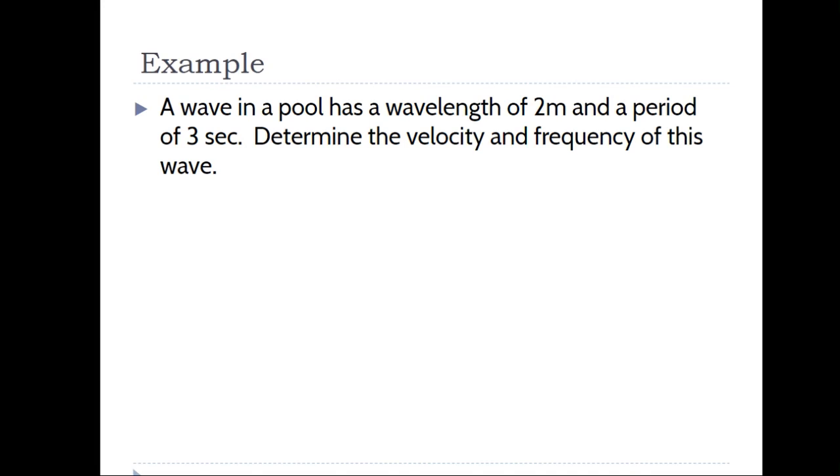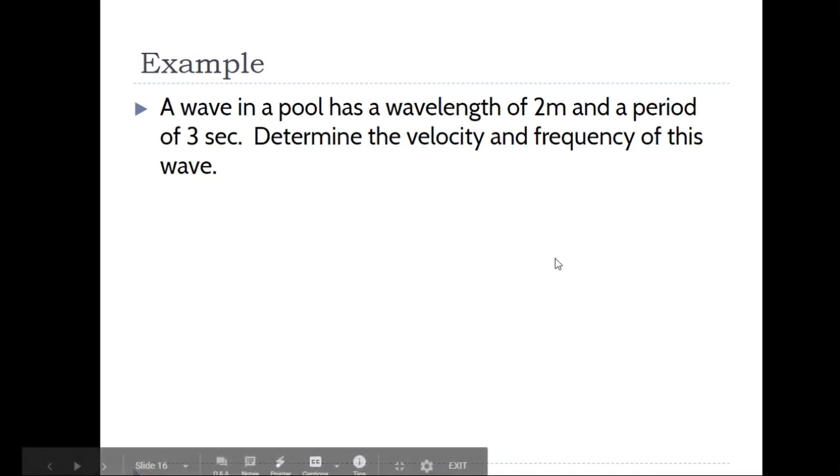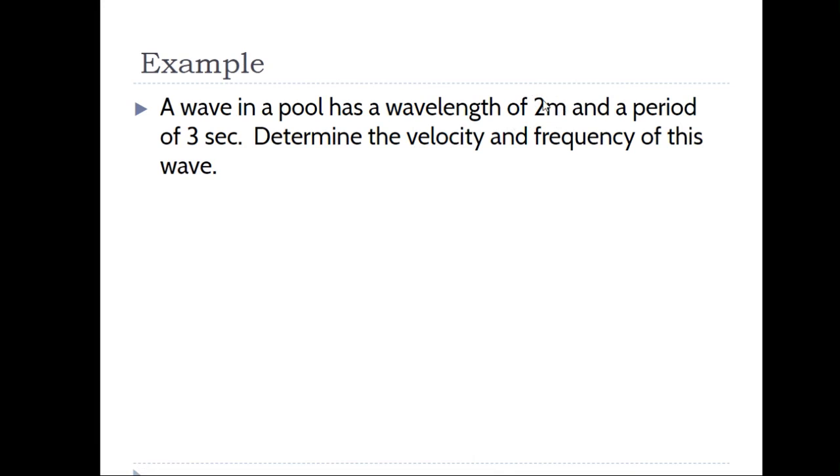A wave in a pool has a wavelength of 2 meters and a period of 3 seconds. Let's determine the velocity and the frequency of this wave. So often I like to think about what my units are. For velocity, units are meters per second. If we have a length in meters and seconds over here, intuitively, meters per second, I'm going to go 2 divided by 3.